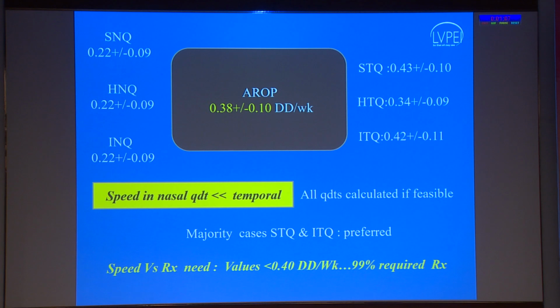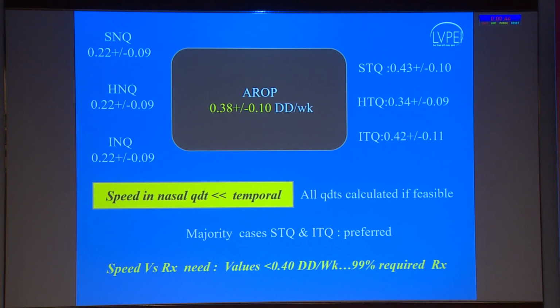This is, again, the subgroup analysis within aggressive retinopathy of prematurity, which has the lowest outgrowth rate. These are the different rates in the different quadrants, and the speed in the nasal quadrant was much less than the temporal quadrant. In the majority of cases, the supratemporal and inferotemporal quadrants had the calculations.